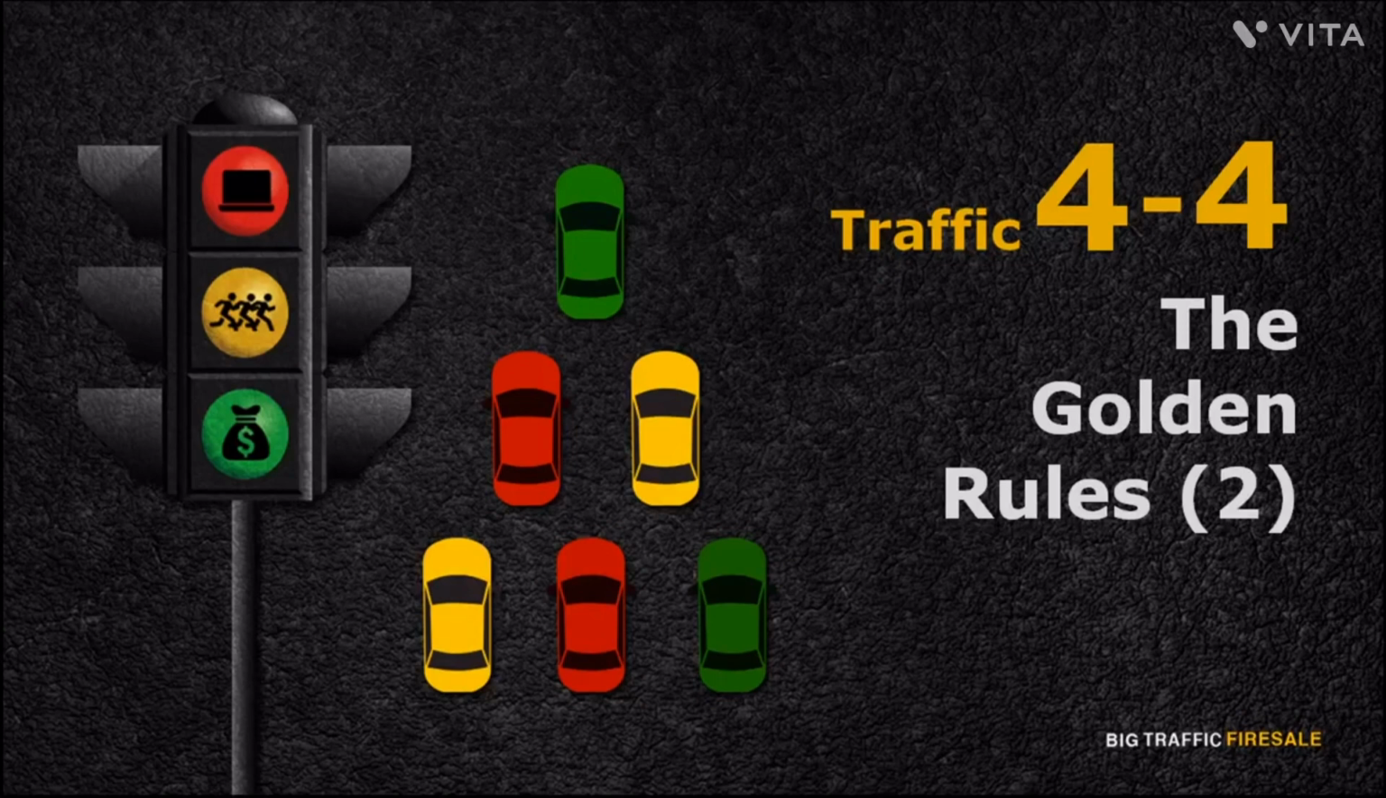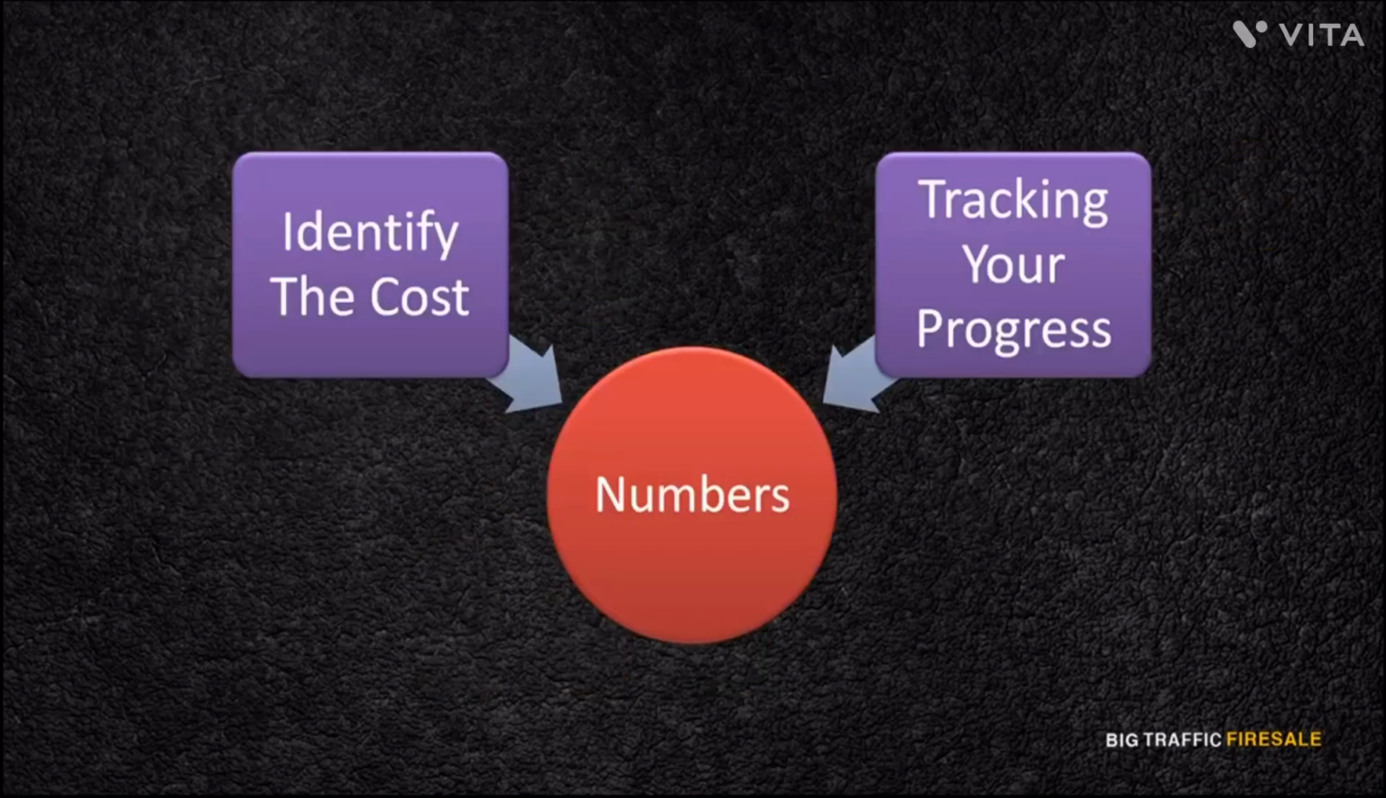In this module, we'll be focusing on another golden rule that you can't afford to miss, which is knowing your numbers. When we talk about numbers, it all boils down to two major components. One, identifying the cost to purchase your solo ads. Two, tracking your progress. In any business, it's vital to identify the costs invested in your product or service.